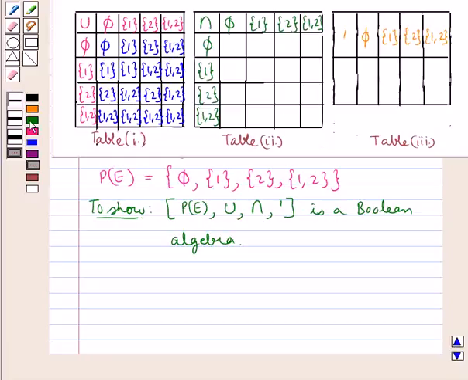Now consider this table showing the operation of intersection. Now phi intersection phi is phi. Singleton 1 intersection phi is phi. Singleton 2 intersection phi is phi. Set with elements 1 and 2, intersection phi is phi. In the same way, we will fill the rest of this table. So this is the table showing the operation of intersection. This third table shows the operation of complement. Now, complement of phi would be the set with elements 1, 2. Then complement of singleton 1 is singleton 2. Complement of singleton 2 is singleton 1 and complement of the set with elements 1 and 2 is phi.